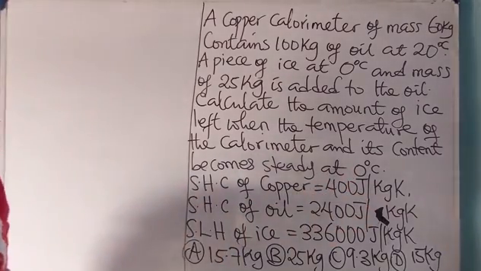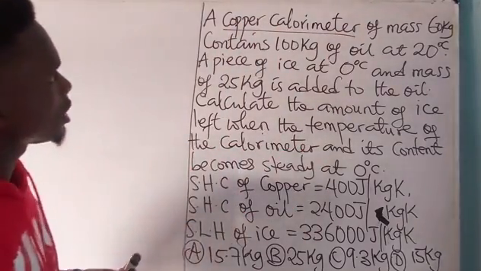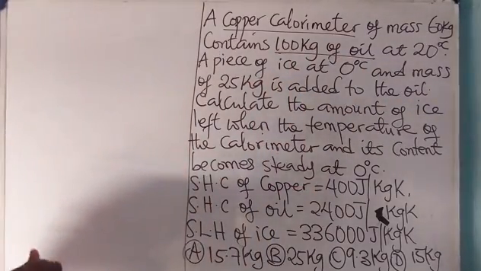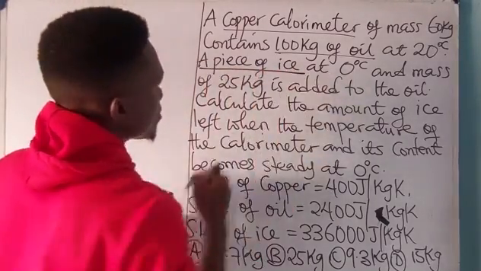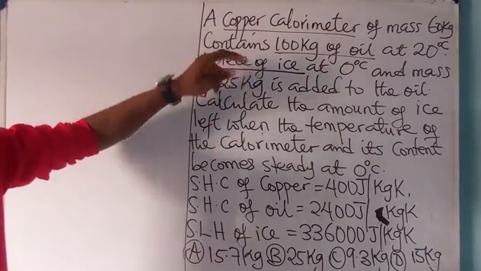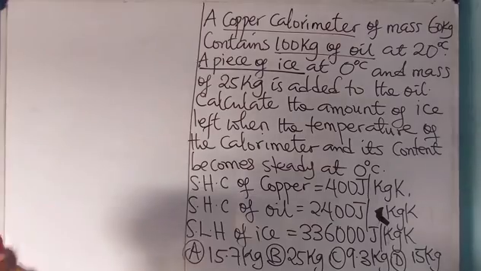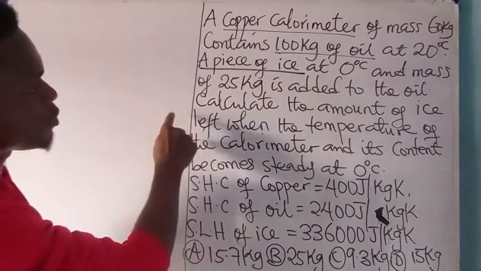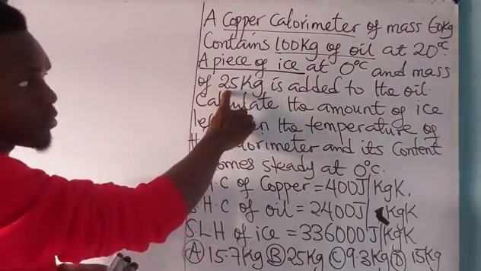So from this question, we are comparing three entities: one, the copper calorimeter, secondly, oil, and again, ice. The mass of ice was given. So we are just to calculate the amount of ice melted, and we subtract it from the mass of ice given, so we have to subtract whatever we get from this.